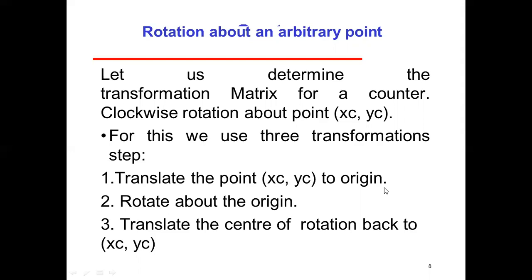Okay, whenever we are going to rotate any object about an arbitrary point, first we will translate the point xc, yc to the origin and then rotate about the origin. Okay, and third, again translate the center of rotation back to xc comma yc. Okay, so these are the three transformations which we will apply if we want to rotate our object about arbitrary points. So we have to follow these three steps.